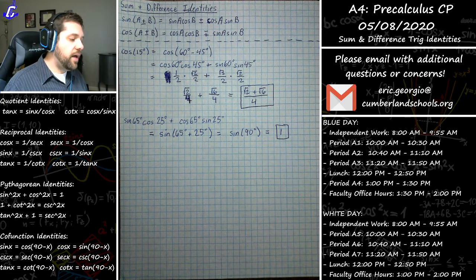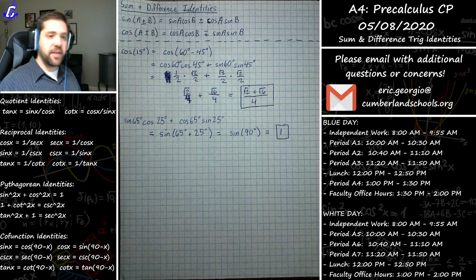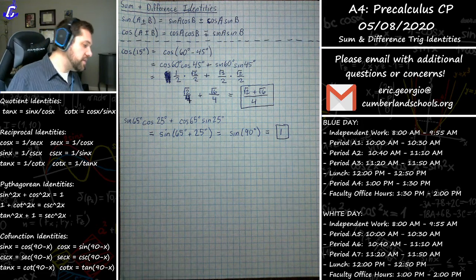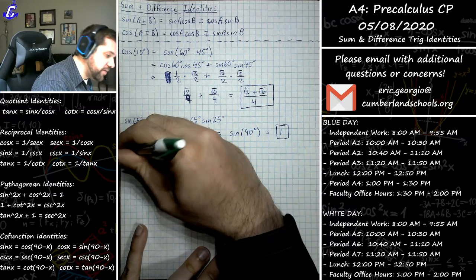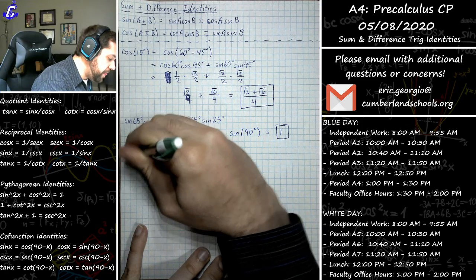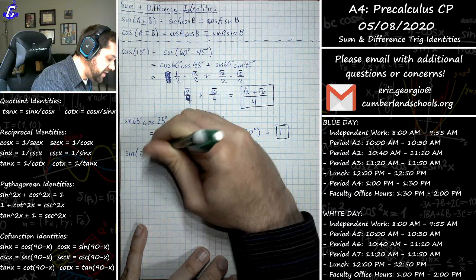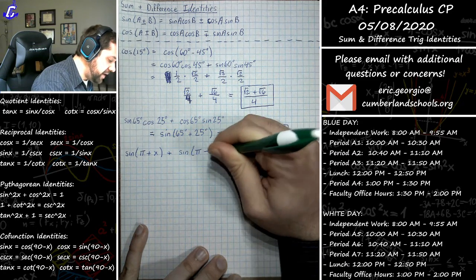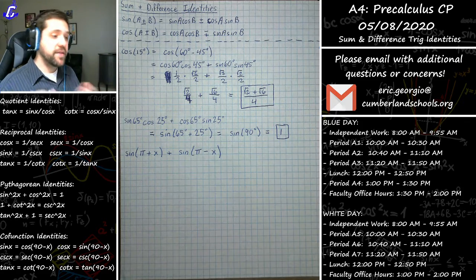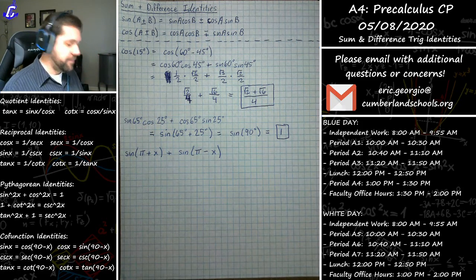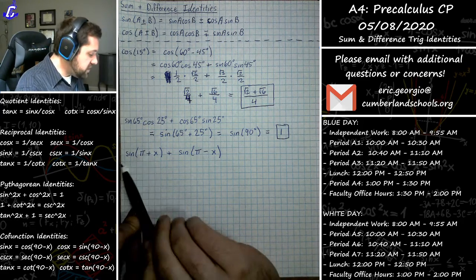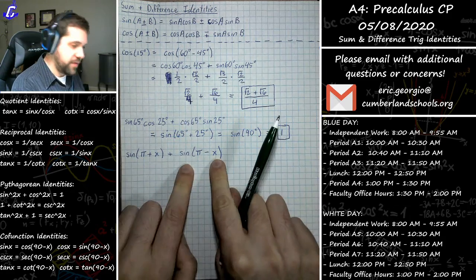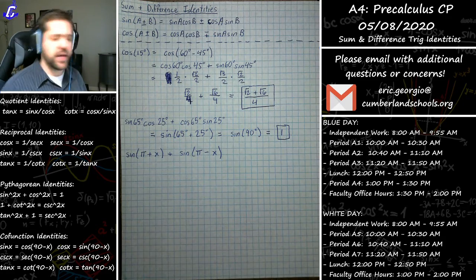Lastly, we saw sometimes we can take bigger expressions and try to simplify them. Consider an example like this. If I'm asking you to simplify the sine of pi plus x plus the sine of pi minus x, what you could do is use your sum and difference identities twice, once for this piece and once for this piece, and then see how you can combine like terms after that.